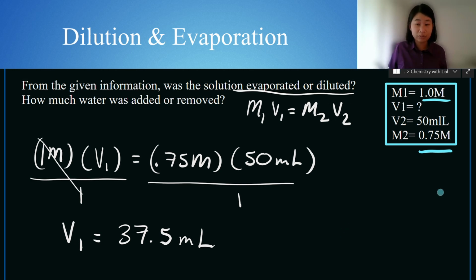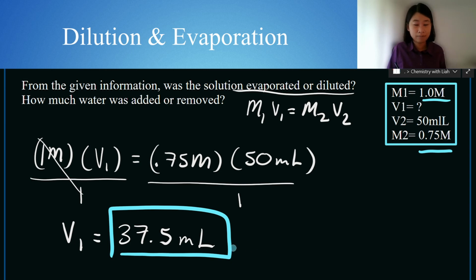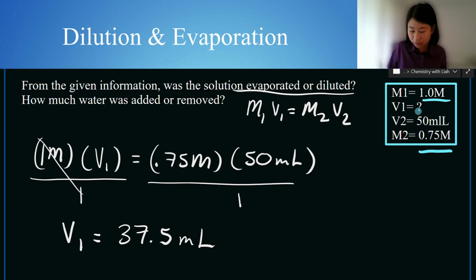And we can also tell this from the volume. So initial volume was 37.5 ml, while the final volume was 50 ml. So this was an increase in volume, meaning that we added some water, and so that would tell us we had a dilution. Now let's see exactly how much water was added, because we know this was a dilution, so we know that water had to be added.